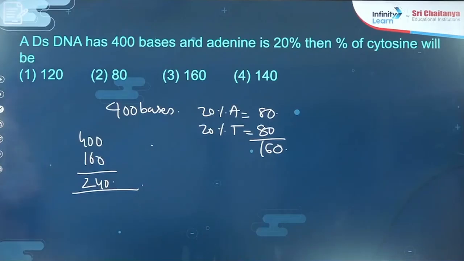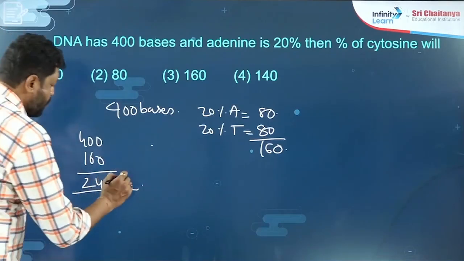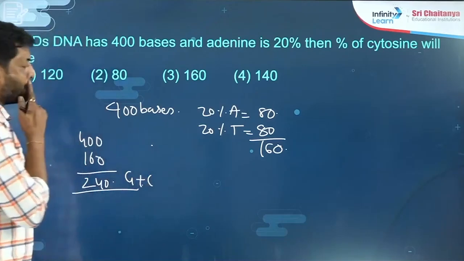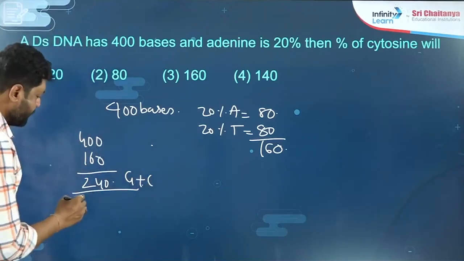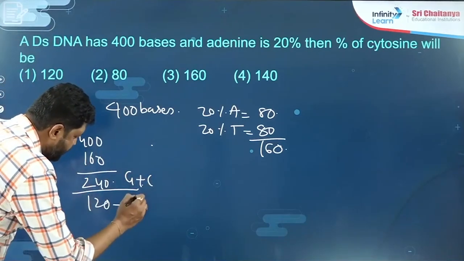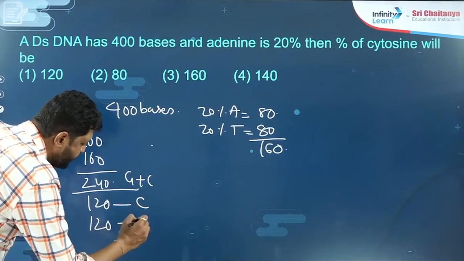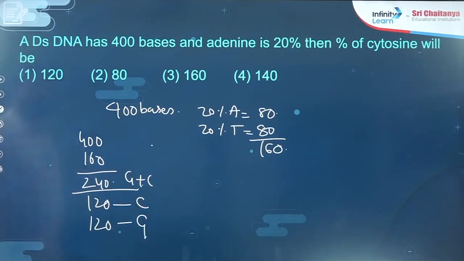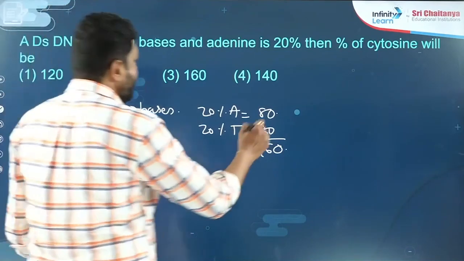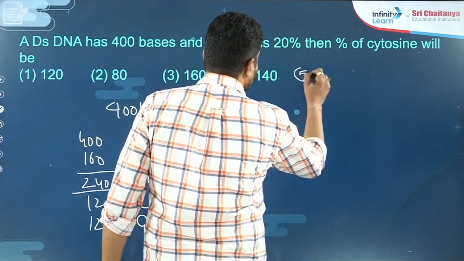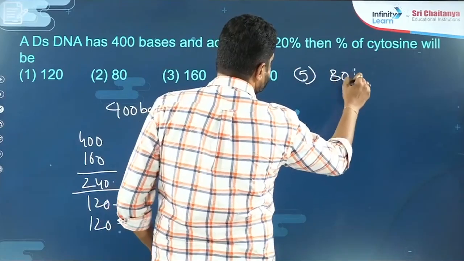Total is 400, so the remaining is 240 bases. What are these 240 bases? That is guanine plus cytosine. So 120 will be cytosine, 120 will be guanine. Done. The answer is not given here, and I would like to go for the fifth option, that is 30%.